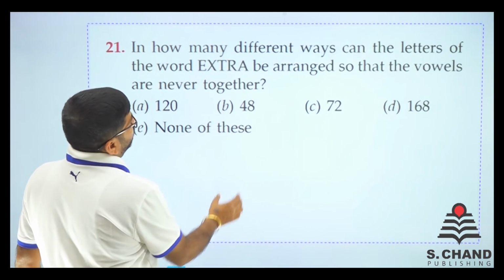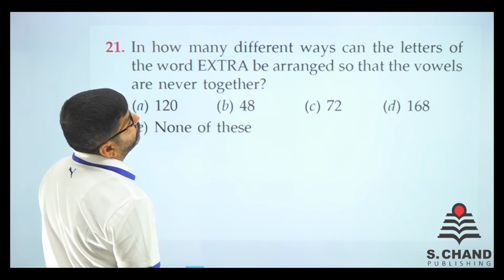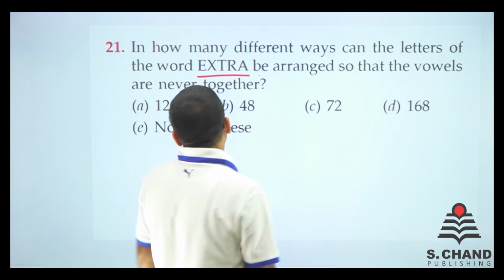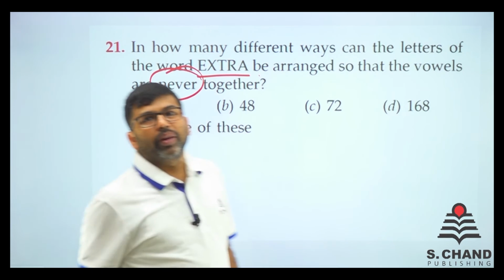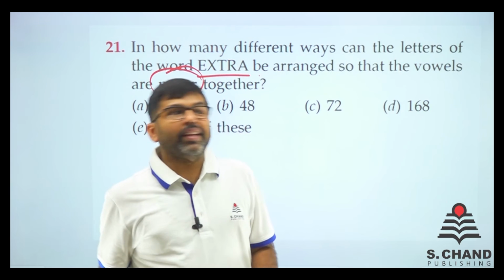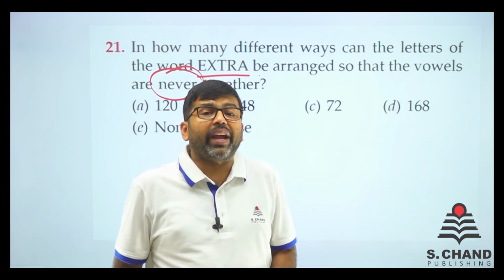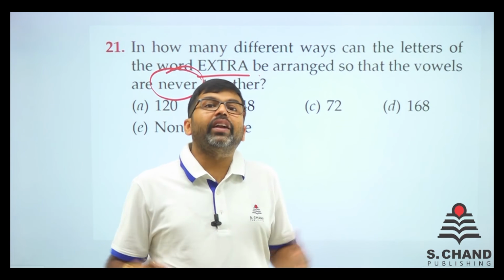Again, similar type of question. In how many different ways can the letters of the word EXTRA be arranged so that the vowels are never together? Never together. So it is a different question altogether. One is like always together, one is never together. So there is something different. And I have tried to pick the questions so that you can understand the different concepts.